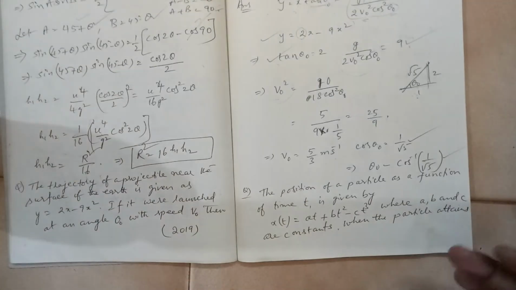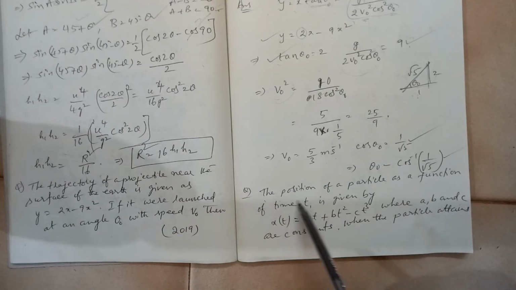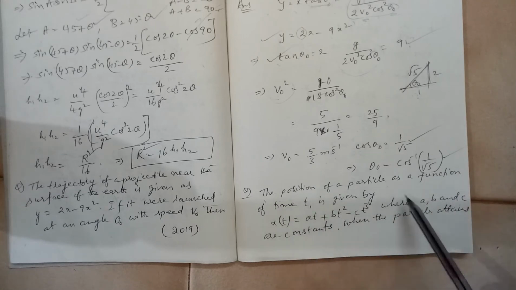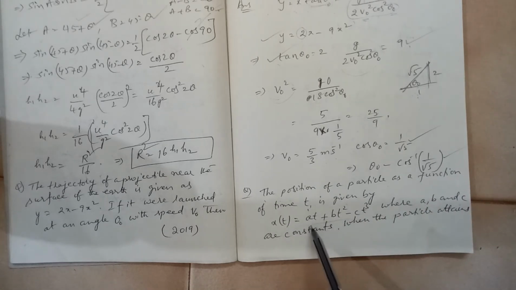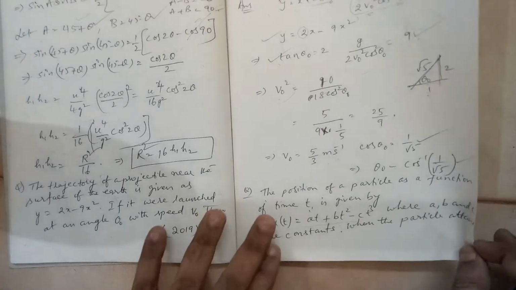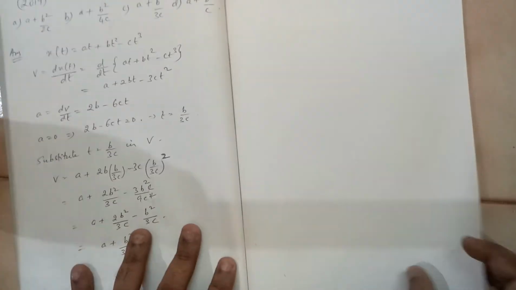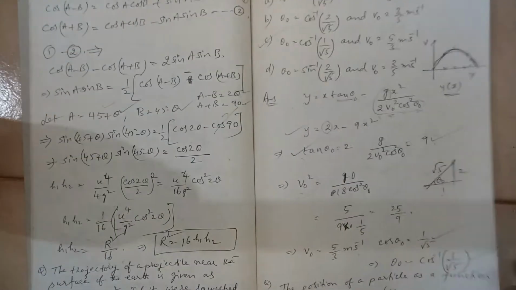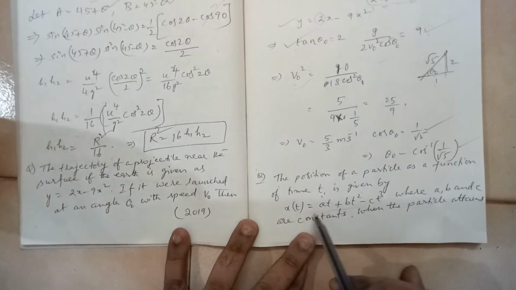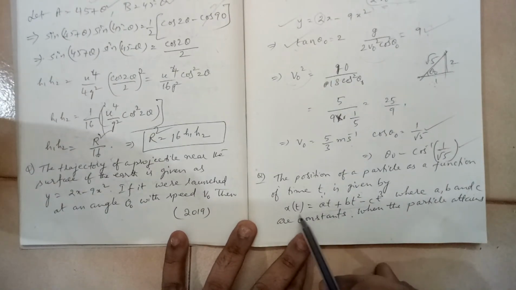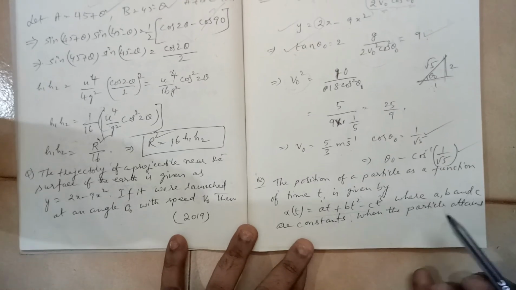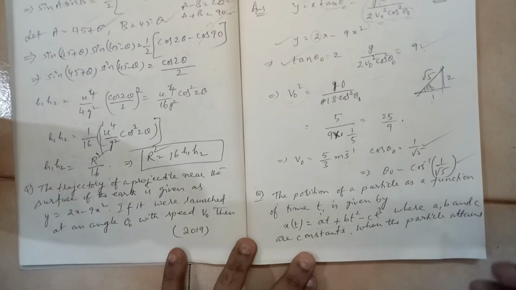Let us see the next one. The position of a particle as a function of time t is given by x of t equals at plus bt square minus ct cube, where a, b, c are constants. When the particle attains zero acceleration, what is the velocity? So position is given as a function of time.